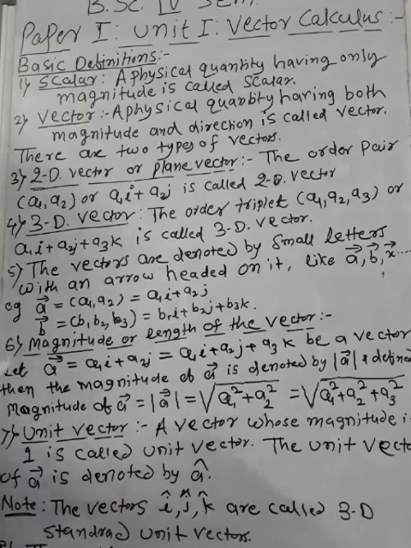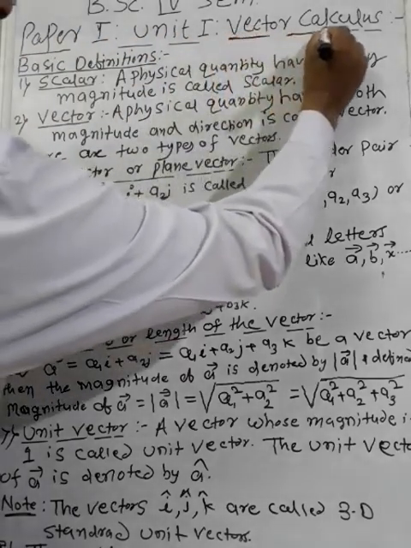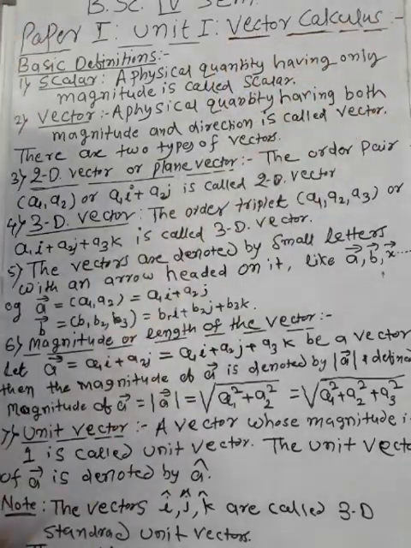Today we shall start the first unit from paper 1. We have two units from paper 1, unit 1 and unit 2, about vector calculus. It means that in both units we have to study vector calculus. I hope so far you studied vectors in previous classes. Now, in these two units, we have to study vector calculus.